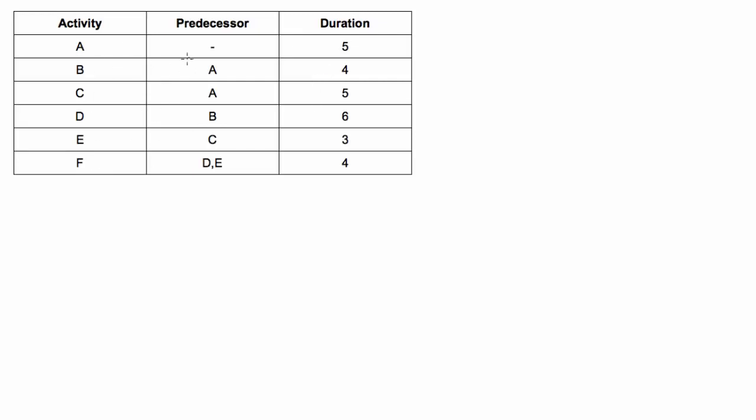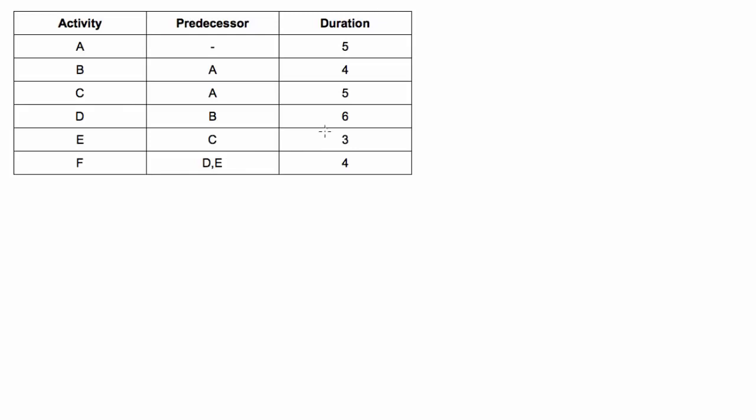It has 6 activities. In the logic here, we know that A happens at the very beginning. Activity A happens at the very beginning of the project because there's no predecessor. And then activities B and C can only start once activity A is done. And then so on. So activity D can start once B is done, E can start once C is done, and F can only start once D and E are both done.